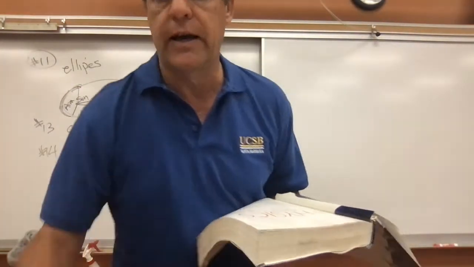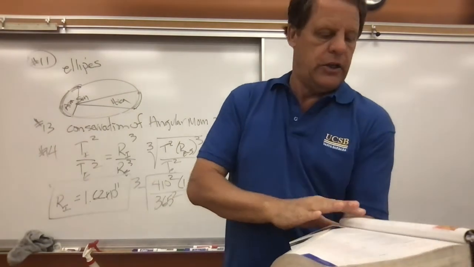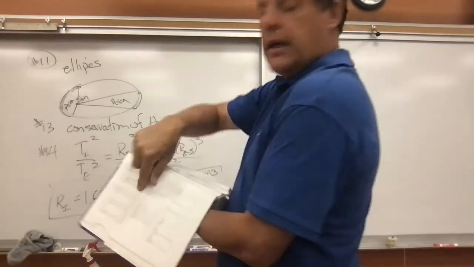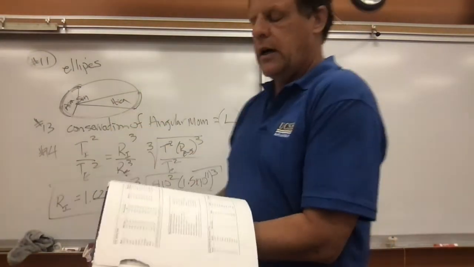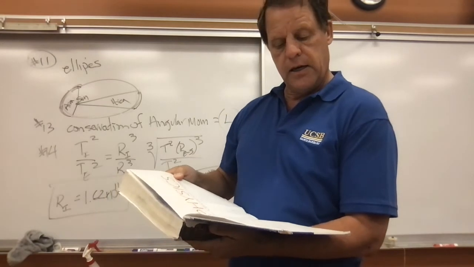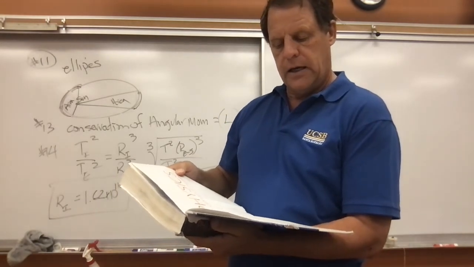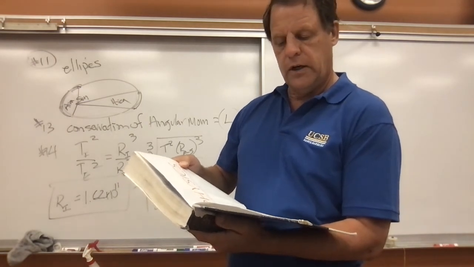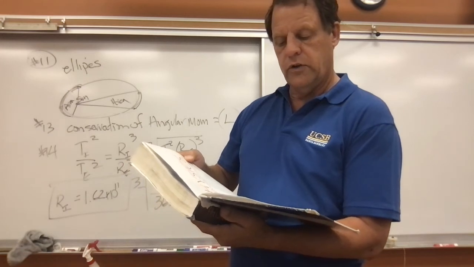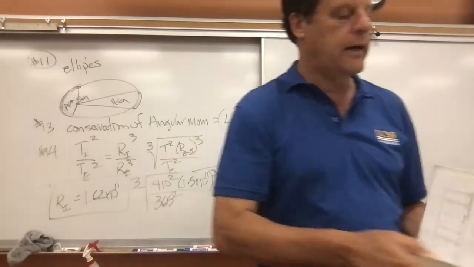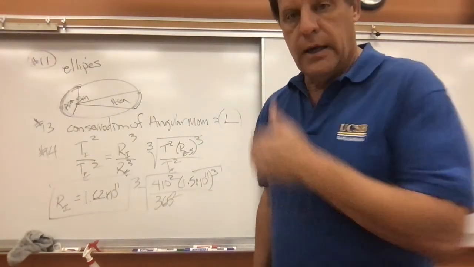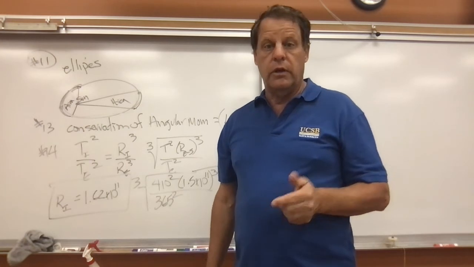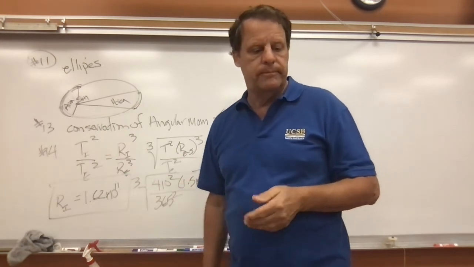Remember that in your textbook, this little flap at the front on the back side gives you a bunch of information on the planets, and Mars has a distance from the sun that's 2.28 times 10 to the 11th. So Icarus is a lot closer to the Earth than it is to Mars. All right.